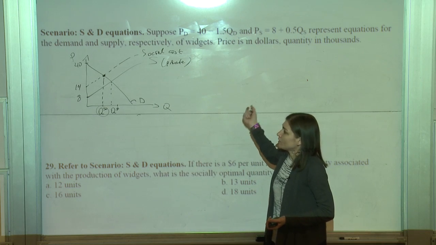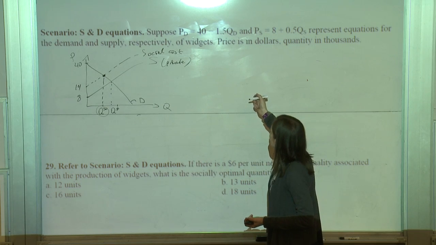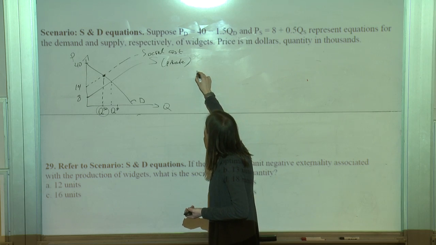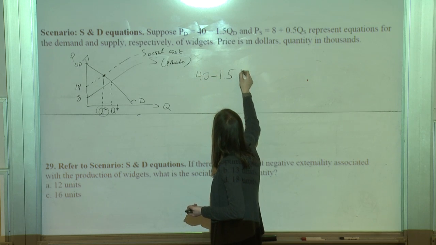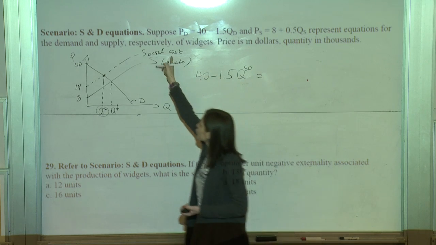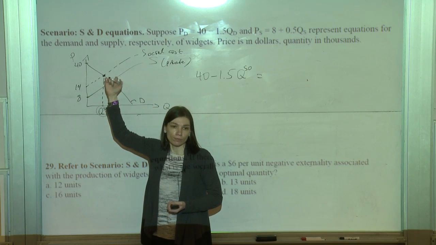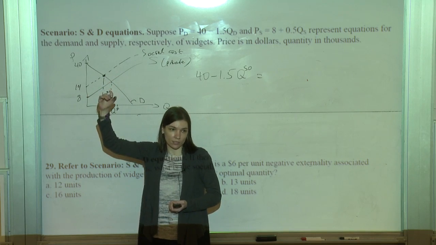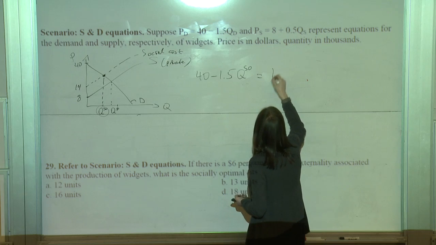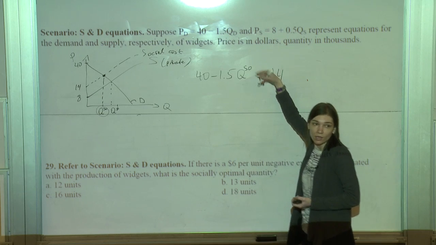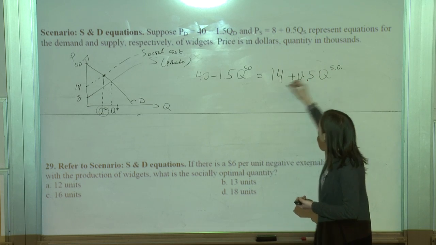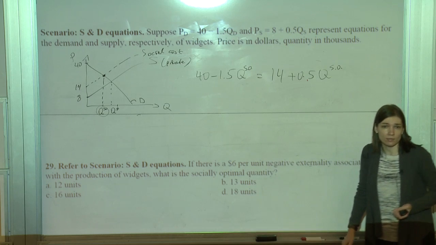So either way, we can set the demand curve equal to the socially optimal supply curve. So we would have 40 minus 1.5, and that will be the socially optimal quantity equals. Now, what is the social cost curve? Well, it has the same slope, right? But the intercept is shifted by the external cost, which is now going to be 14 instead of 8, and the same slope, so the rest of it is the same. Right? Does that make sense?